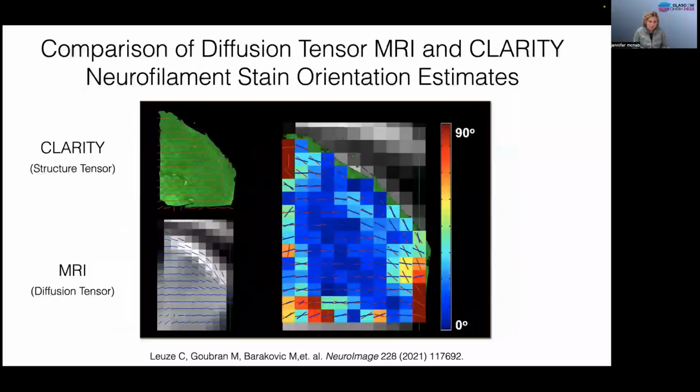This is an example side by side of the CLARITY neurofilament stain with the structure tensor estimates at each location of each MRI voxel, and then a diffusion tensor estimate of the principal diffusion orientation at each of the MRI voxels. And the color map is showing the angular difference between those two orientation estimates, showing in the blue very good agreement, low angular difference. Some disagreement around the edges of the sample, but generally a pretty close correspondence.